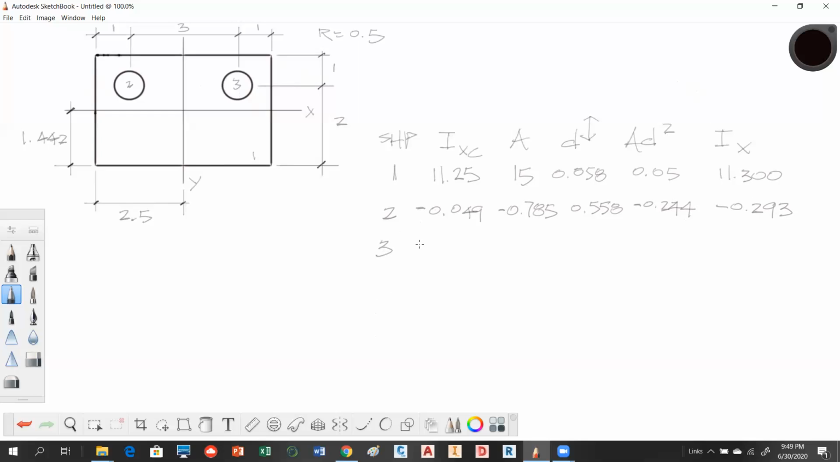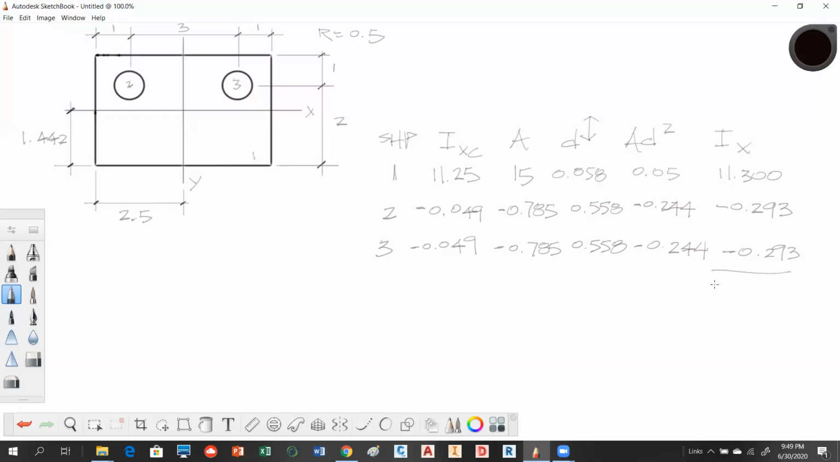So 3 has exactly the same moment of inertia, exactly the same area, because it's the same size circle. And it's actually got the same difference here. So we come up with this. So that squared times that is going to give me that again. And we're going to add those, and we get another 0.293. We're going to get a 293.